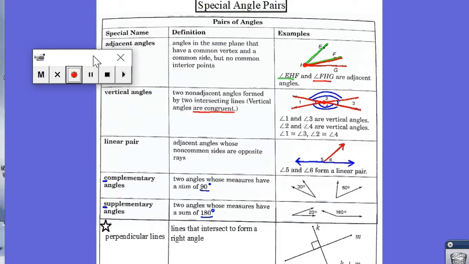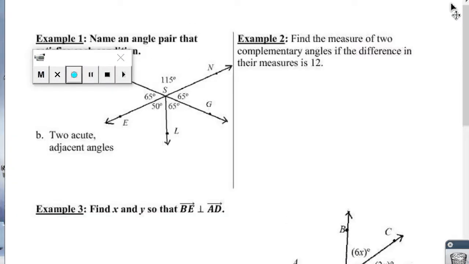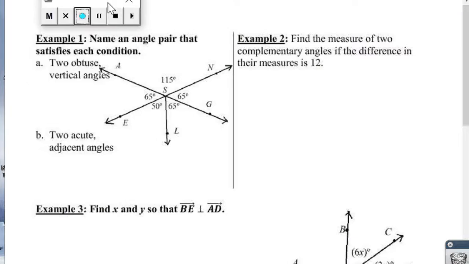Next up, let's put some of this into work. Okay, the first couple examples we just want to describe. We'll work with those definitions a little bit. So we want to name an angle pair that satisfies each condition. So two obtuse vertical angles. Now remember, vertical angles are formed by two intersecting lines. So if I look at this diagram, the only pair of lines I have that would satisfy that are these two, lines AG and lines EN.